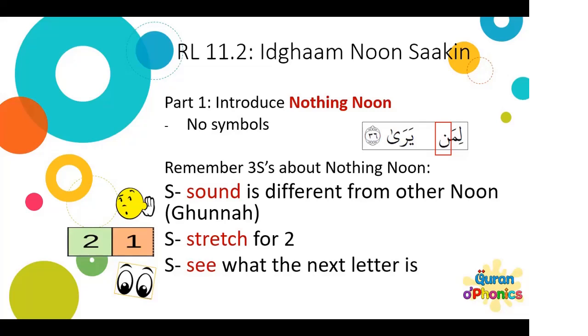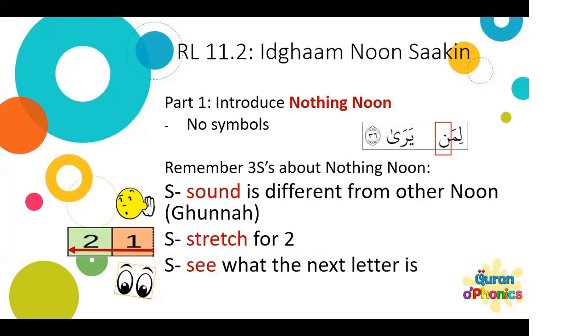Nothing noon is different from the other types of noons in 3 ways. The sound of nothing noon is different from the other noon. We don't use the word ghunna with them, though we call it the ghunna sound, but you don't have to tell this to the child. You just say it sounds different. Another thing which is different is that nothing noon is stretched for 2 counts. And whenever you see nothing noon, you must see what the next letter is to decide how to pronounce it, what the sound will be.